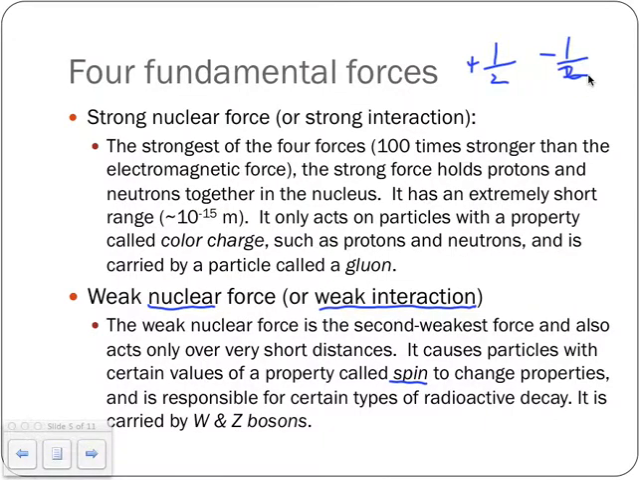If a particle has basically a multiple of either plus 1/2 or minus 1/2 spin, then the weak nuclear force can act on it. It's responsible for certain types of radioactive decay. So, for example, beta decay.